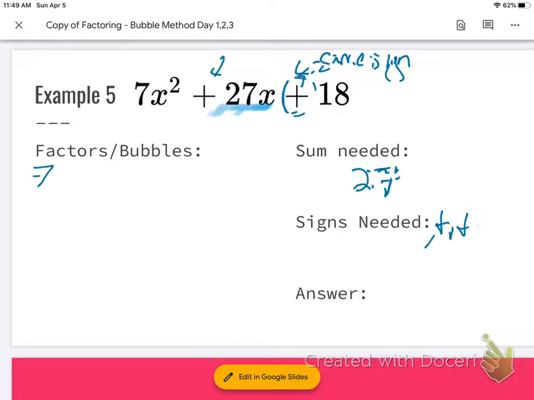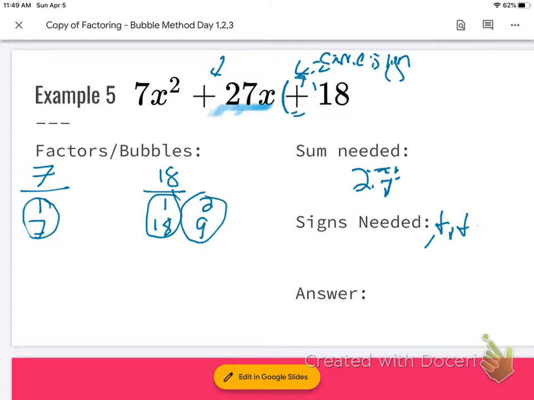Okay, so we have 7, which is 1 and 7. Or our other number is 18. So that's 1 and 18. 2 and 9. Or 3 and 8. Not 6, Jenkins. 3 and 8. Okay, we're going to test these out. You know the drill. I'm going to put them up next to each other.